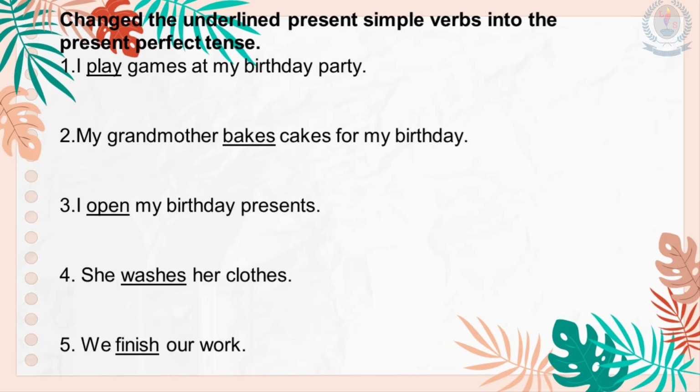Here, children, you have been given 5 sentences. Can you see? The verb has been underlined here and they all are present tense words. So what do you have to do here? You need to change this underlined verb into present perfect tense. According to the subject, you have to do it. Okay? Number 1. I play games at my birthday party.